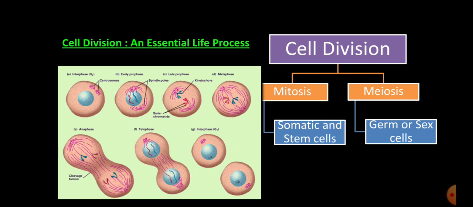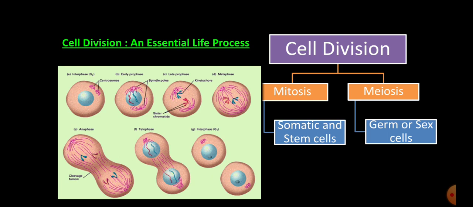One more difference is there, students. Mitosis takes place in one step only, whereas meiosis takes place in two steps, where in the first step, the number of chromosomes becomes half.